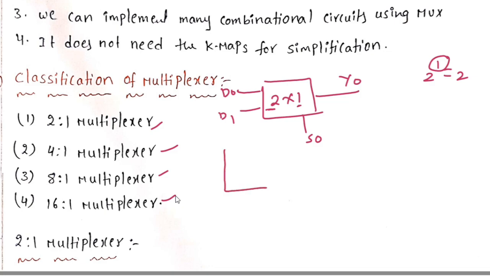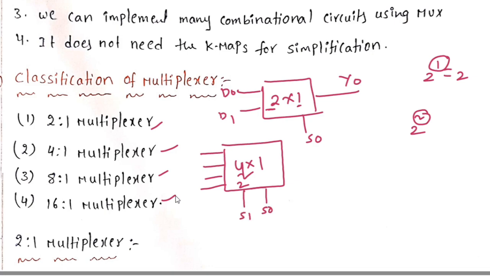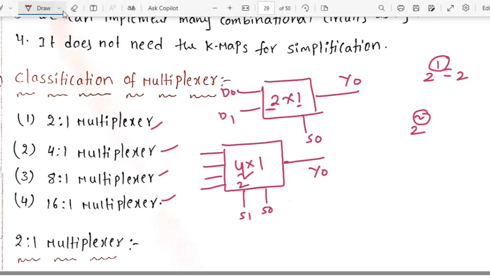For example, the 4 by 1 multiplexer: 4 inputs and 1 output, D0, D1, D2, D3. How many inputs are there? 4, and 2 squared equals 4, that is 2 to the power of 2, so this 2 will become the number of selection lines. So S0 and S1, two selections are required, and the output will be the single output Y0. This is how the multiplexer is called a data selector.